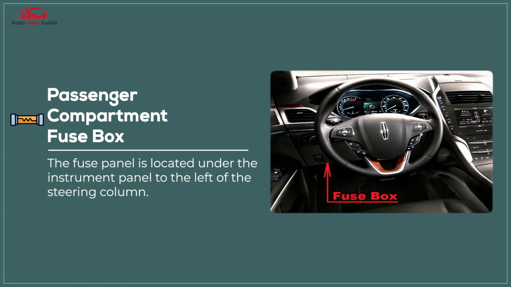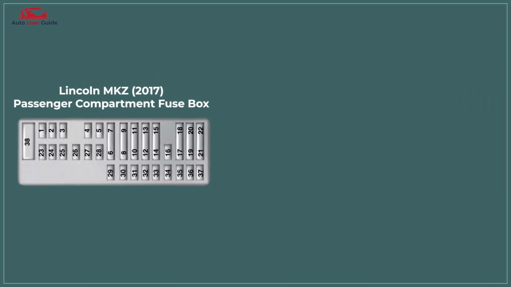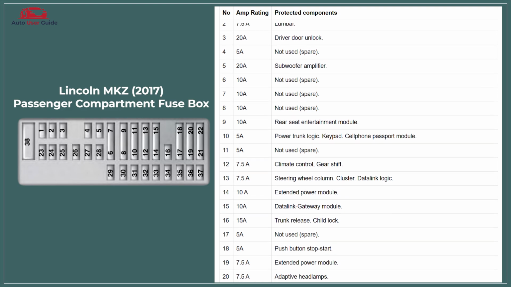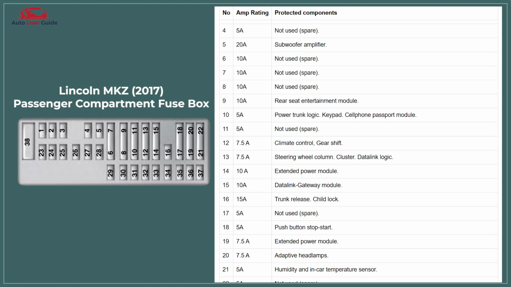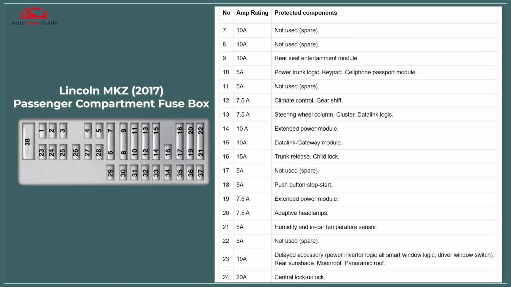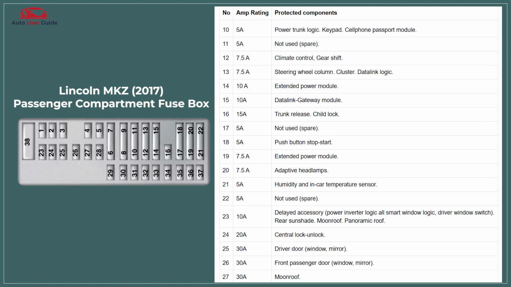Passenger compartment fuse box. The passenger compartment fuse box in the 2017 Lincoln MKZ is located under the dashboard to the left of the steering column and controls systems like ambient lighting, memory seats, and infotainment. With clearly labeled micro and mini fuses, it ensures easy maintenance and reliable operation of key interior features.